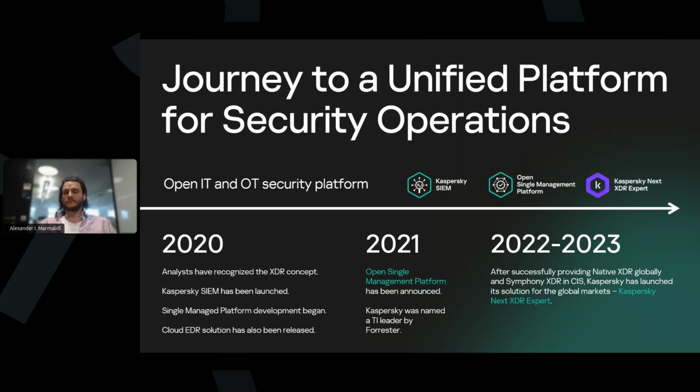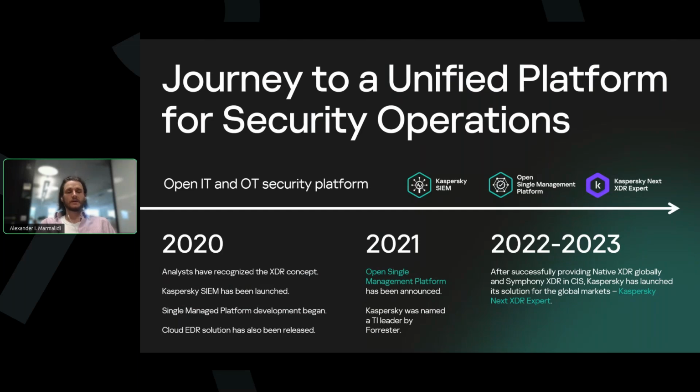So we have launched our Kaspersky CM. We have launched Open Single Management Platform that right now is the technological stack and foundation for several products of ours, and we are going to keep adding products to this platform. And of course, the main product that is built on Open Single Management Platform is our Kaspersky Next XDR Expert.